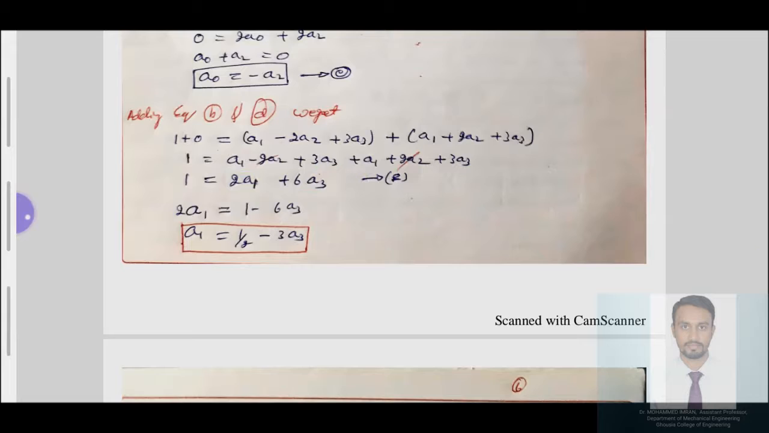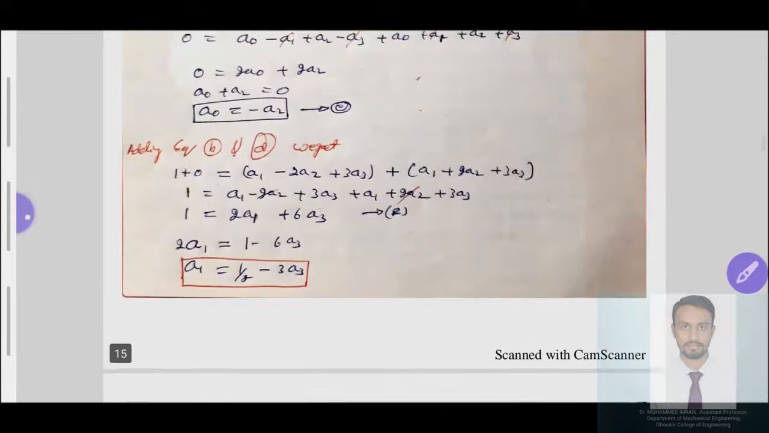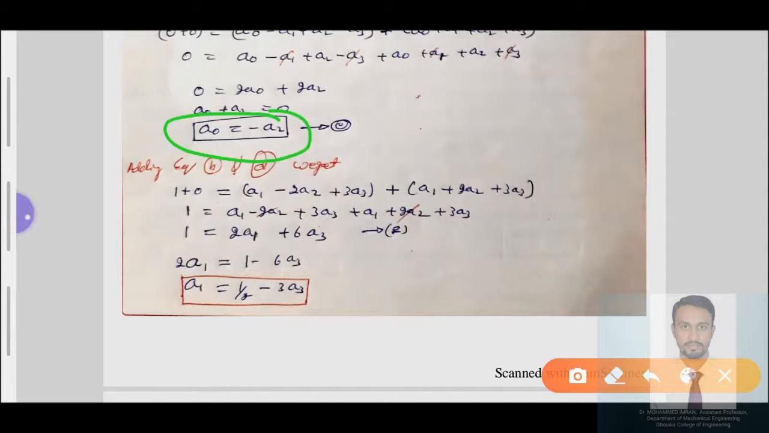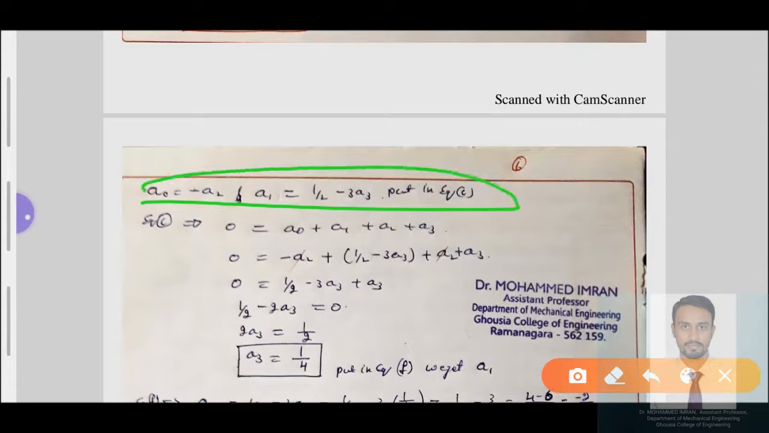3a3 plus 3a3 becomes 6a3. Rearrange that equation: we have 2a1 is equal to 1 minus 6a3. Then the 2 I have taken to the right-hand side. This becomes 1 by 2, and 6a3 becomes minus 3a3. So we have a1 in terms of a3, and a0 in terms of a2. These are the two equations. Substitute in the equation number C, with the a0 and a1 values from equation number E and F.